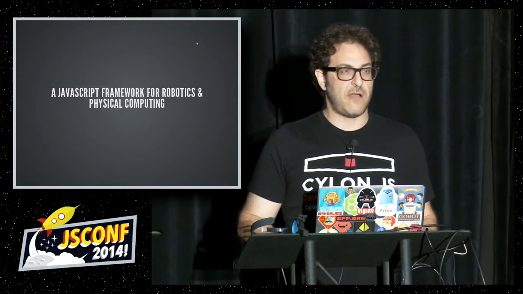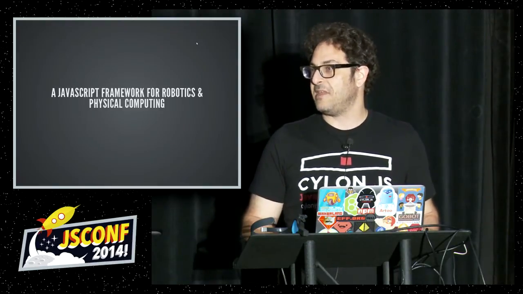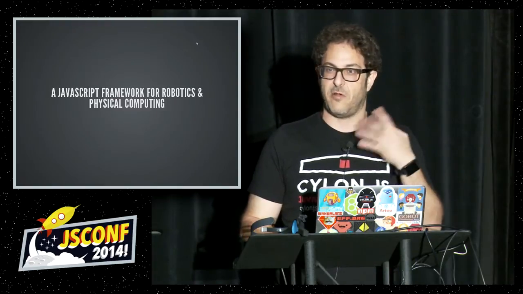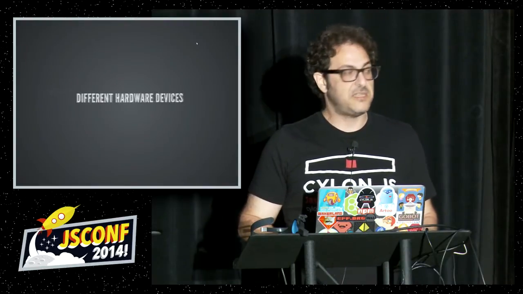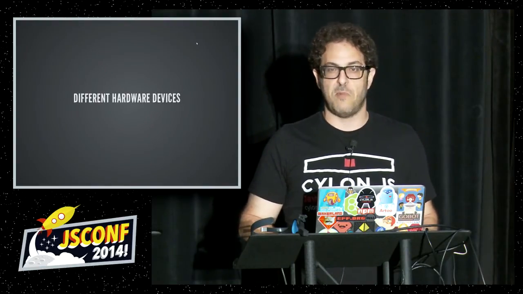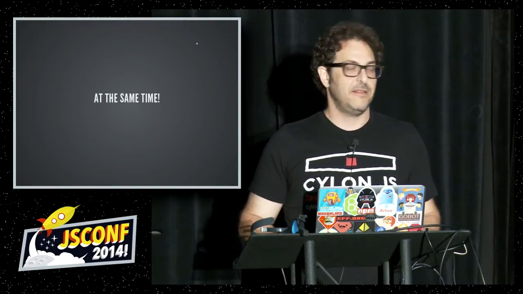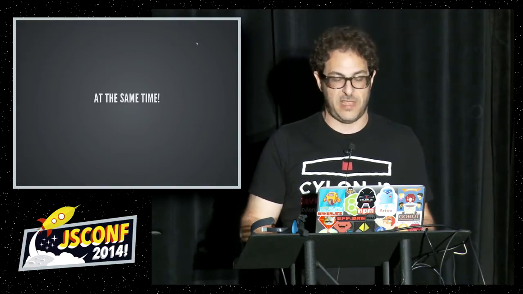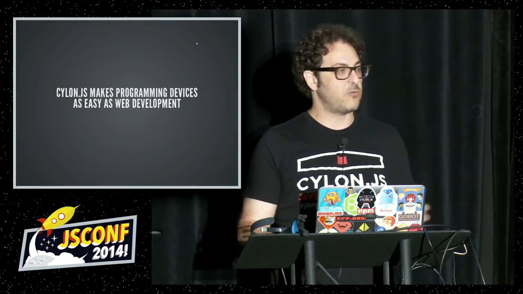Cylon.js is a JavaScript framework for robotics, physical computing, and the Internet of Things, or as I like to call it, the real world web, except that doesn't flow off the tongue. So it supports multiple hardware devices, different hardware devices, and multiple different hardware devices at the same time. So cool. This is all thanks to the amazing concurrency that we can have via Node.js and the V8 engine. So Cylon.js makes programming devices as easy as web development.